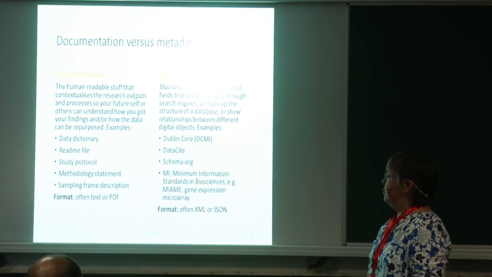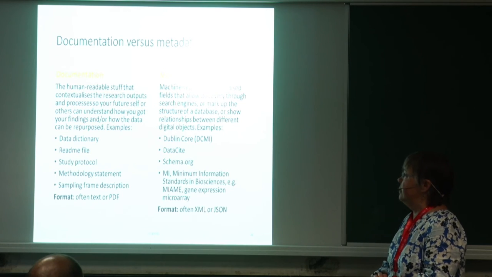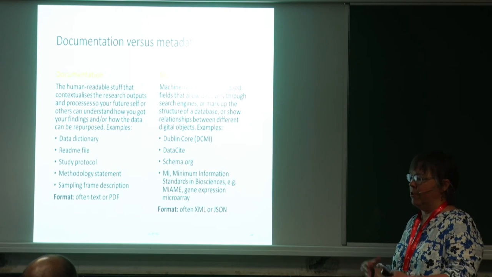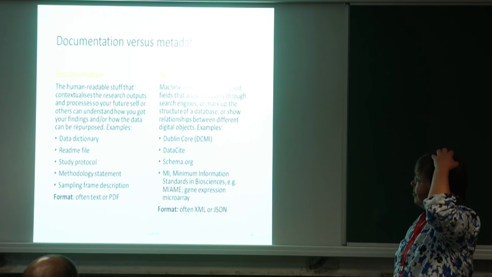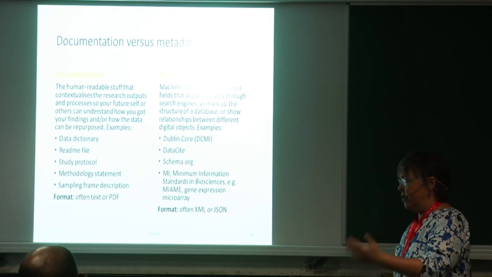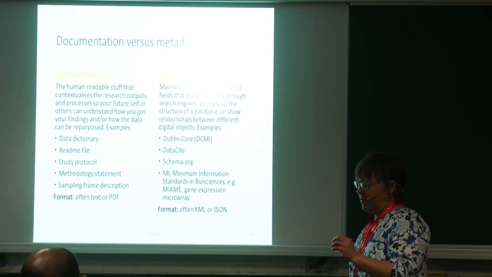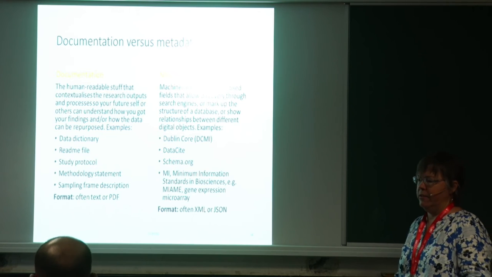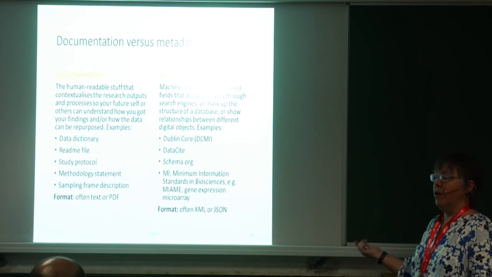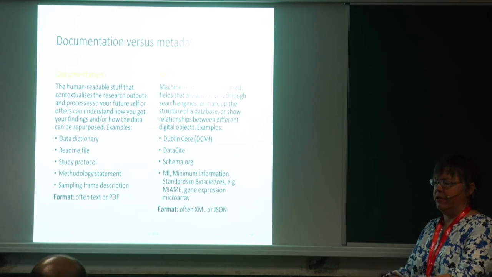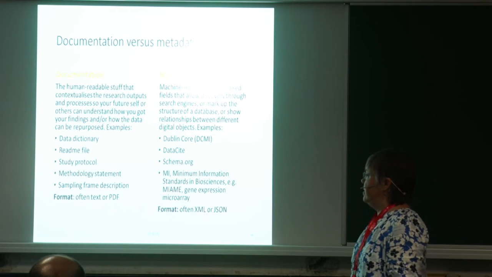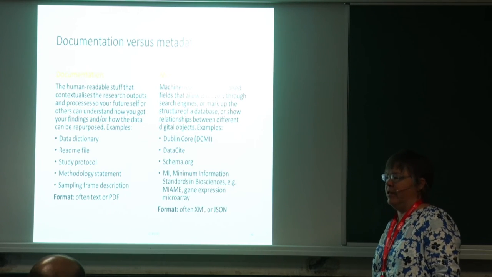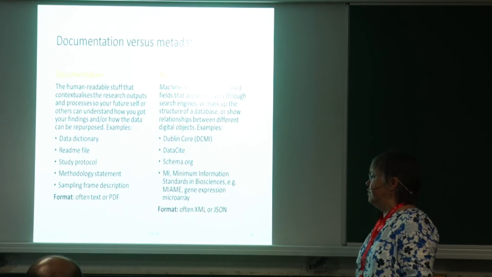And then there's metadata that, as we were talking about, is machine readable, standardized fields that allow discovery through search engines. Or maybe the metadata is marking up the structure of the data set in a database, showing how the fields relate to each other. It's very computerish. Certain software is needed to read it, or it shows relationships between different digital objects, like a DOI, a persistent identifier, a URL, which you click on and the machine actions that to go to that other site. So the format's often XML or JSON, which, while it's possible to read as a human if you're good at coding, is not very readable, really.